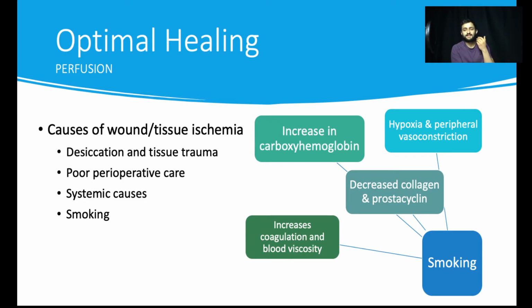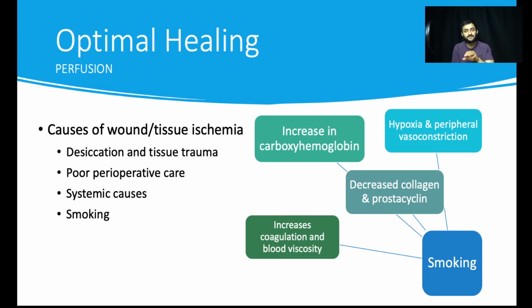But now when we talk about systemic causes, we're thinking of things like hypovolemia, anemia, diabetes, the peripheral vascular diseases, those kinds of things where we're having issues getting all of our nutrients to the location of injury because of systemic issues. Now, of course, the next one is smoking, right? And smoking is huge. I mean, it is a beast in and of itself. The vasoconstriction from smoking is extremely long-lasting.